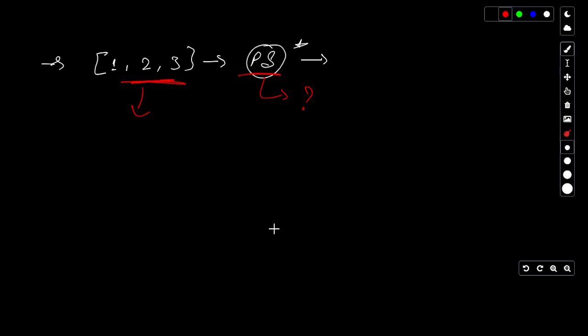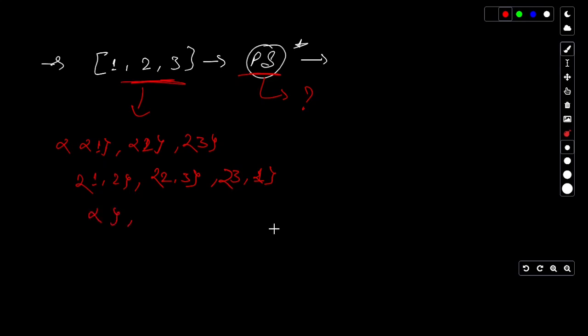So in this case where we have 1 2 3, we might have combinations like, first of all, taking 1, then taking 2, then taking 3 individually. Then we are taking 1 comma 2, then 2 comma 3, then 3 comma 1. And at last we will include the null vector and 1 2 3. So this is the power set of this particular array.